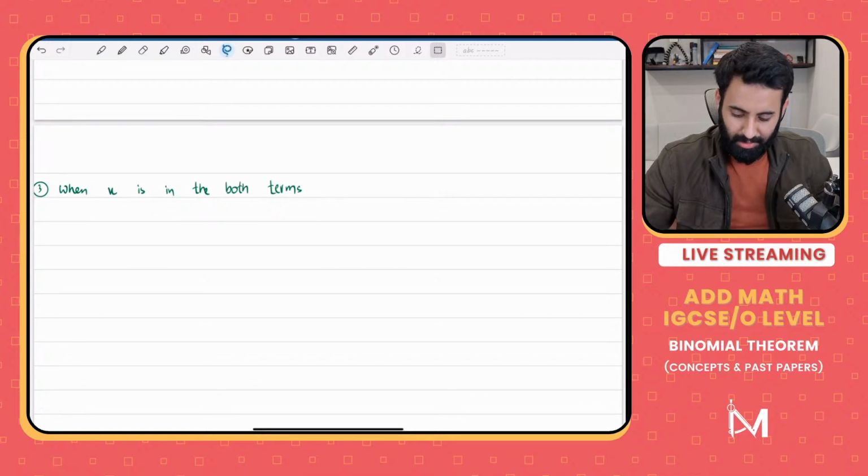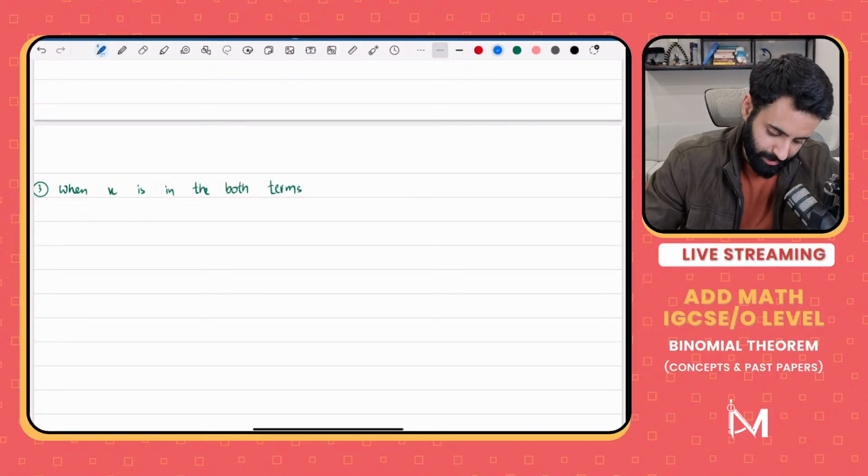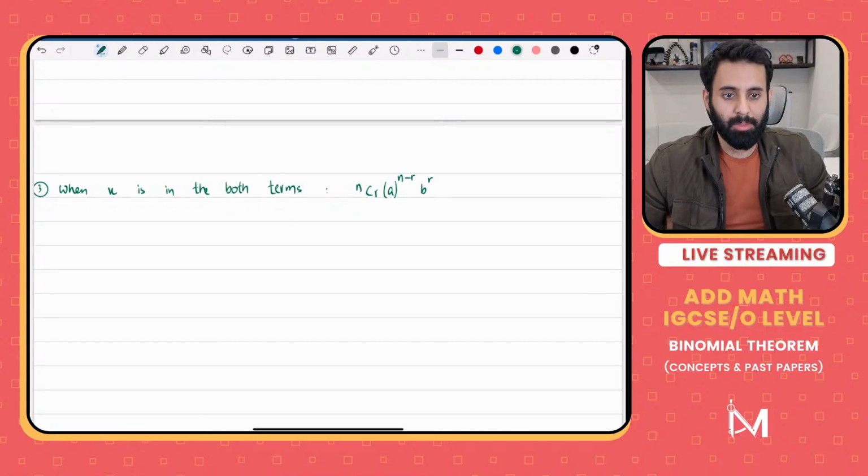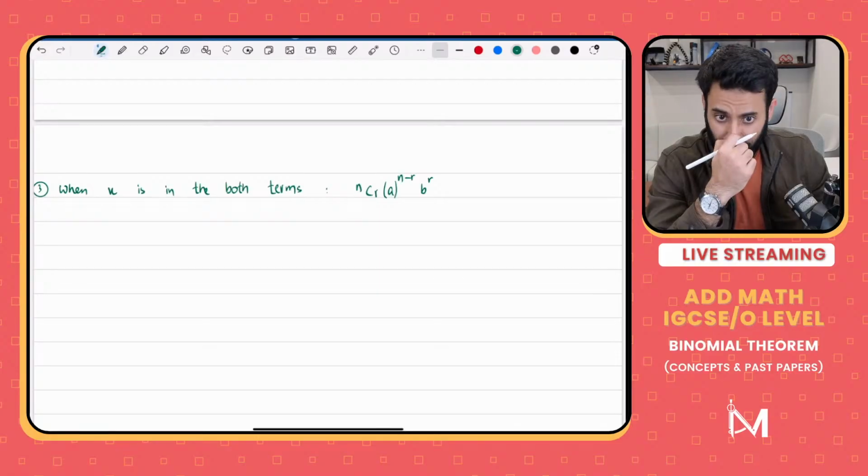So when x is in both terms, the way to find out the value of r is by using the formula. Okay, so the way that we find out the value of r is by using the formula nCr, a raised to the power n minus r, b raised to the power of r. So let's do a past paper question only and see how things work. And then we'll also do independent of x.